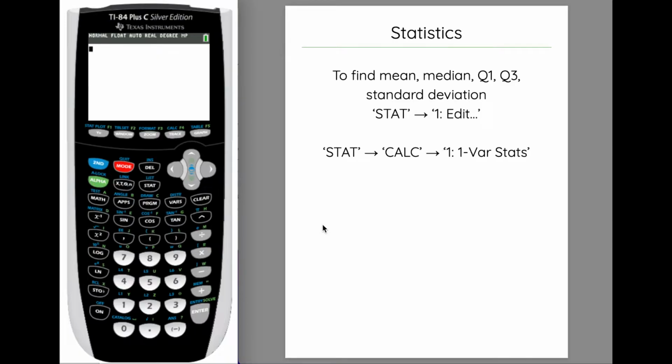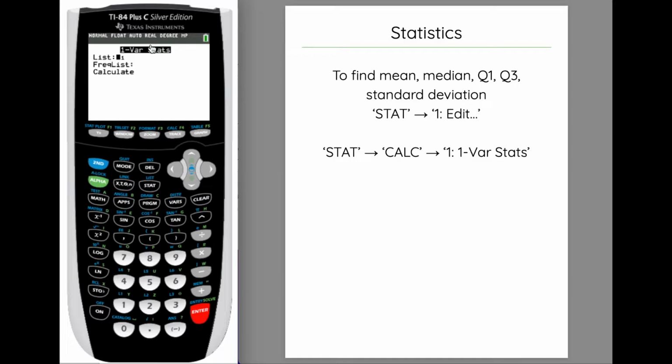So all those values you can find in one place. You hit stat and you choose edit, and it's going to give you these lists, L1, L2, L3. You type in your values here, all the numbers from your data, in one list. And then you go stat, calc. In this case, we're going to look at one variable statistics because we're looking at just one variable.